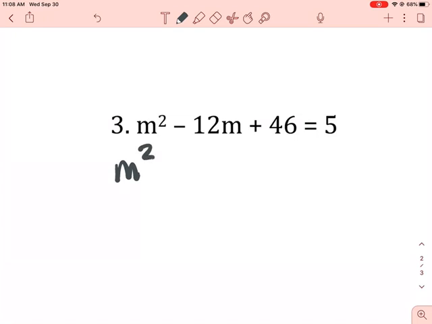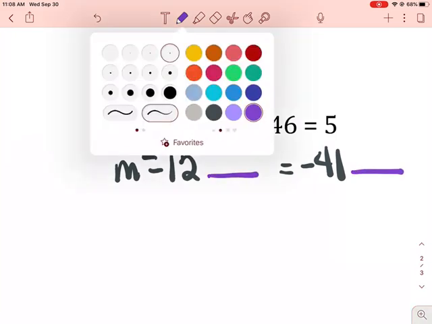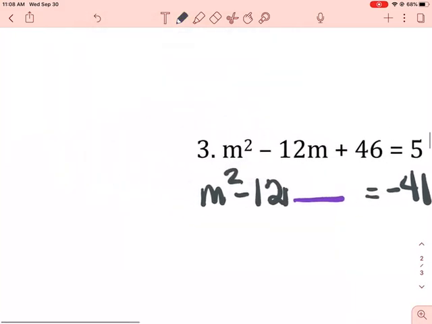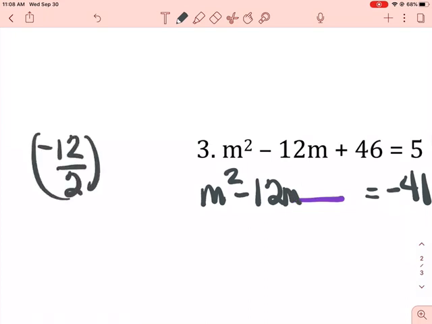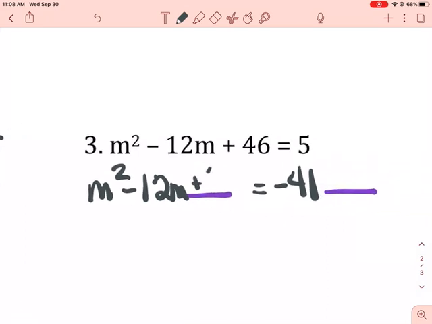We're going to subtract the 46. So that makes negative 41, I believe. Yes. We're going to fill in our blank. Don't forget both sides of the equation. So we take the negative 12, divide by 2, quantity squared. That's negative 6 squared, which is 36. So we add 36 to both sides.